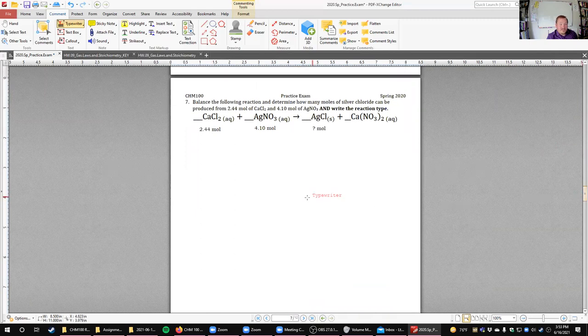And frankly, number 7 is going to be one of the faster ones, right? You could probably answer number 7 in 30 seconds if you were ready for it. If you knew it was coming, you could do number 7 very quickly. Balance, theoretical yield, circle the smaller one, done. Basically as fast as you can balance and punch numbers into your calculator.